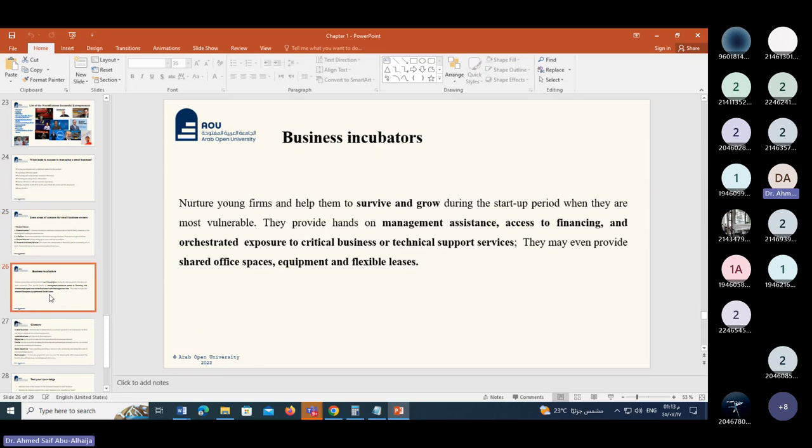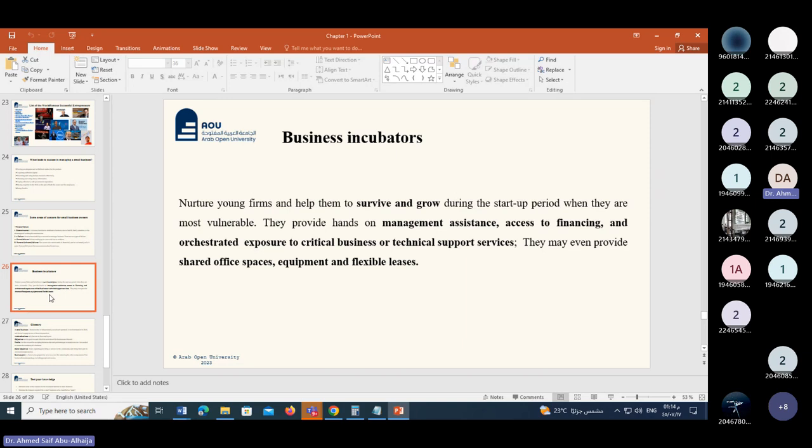Lastly, business incubators. Sometimes we call them business incubators. They are institutions, sometimes belonging to the government, or even private institutions. They help the entrepreneurs or even small business owners to know what products to offer, to know how to plan it, how to promote it, how to sell the products.